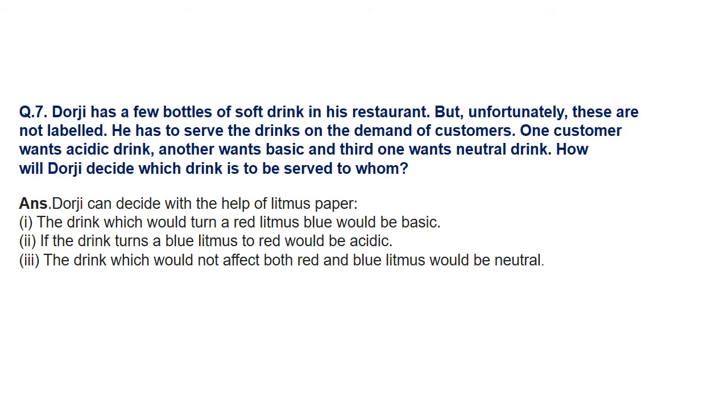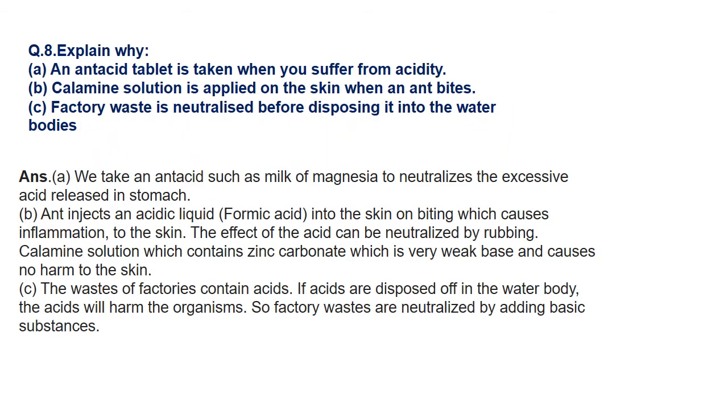Dorji can easily decide this with the help of litmus paper. The drink that turns red litmus blue is basic. The drink that turns blue litmus red is acidic. And the drink which does not affect both red and blue litmus will be neutral. This way Dorji can decide the acidic, basic and neutral drinks.